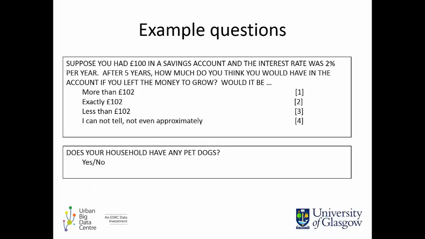Just to give you two of the more unusual questions that we have. The first is an example of one of the knowledge questions, designed to get at understanding. Essentially it's a calculation. People are asked a question and then asked to give an answer, but it requires them actually to work out the answer. Another rather unusual question was, does your household have any pet dogs? We were requested to put this in the survey, because a number of researchers in public health think that the ownership of a pet dog might be a contributor to better health. And so we included this in our questions.